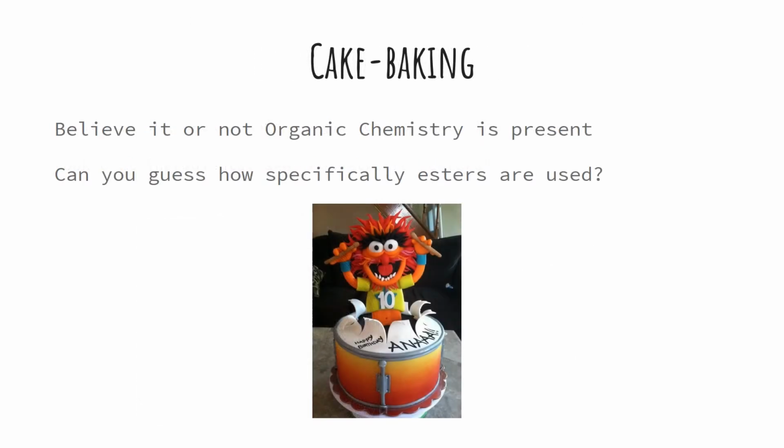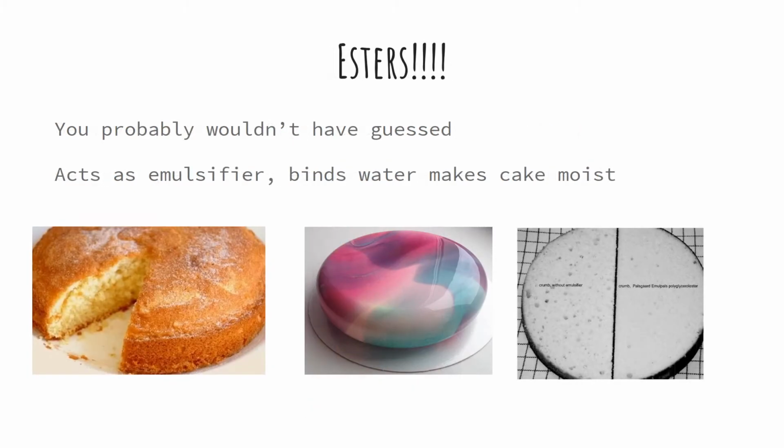Whether you believe it or not, there is organic chemistry present in cake baking. Now, could you guess how specifically esters are used in cake baking? I'm going to give you 5 seconds to think about it. Boom, time's up. I don't know if you would have been able to guess it, but polyglycerol esters are used as emulsifiers, which bind with water, making the cake moist.